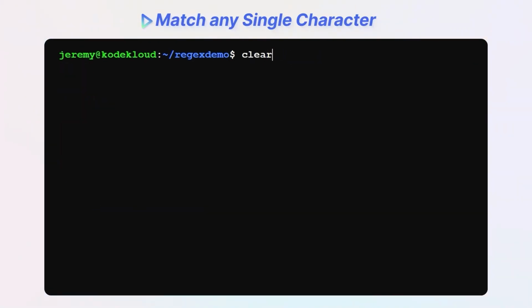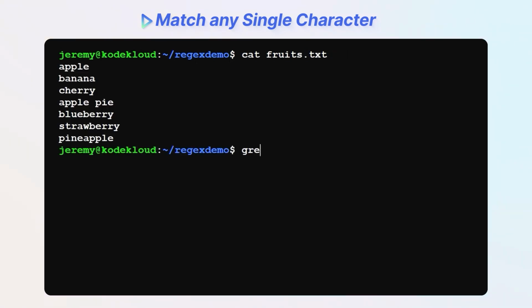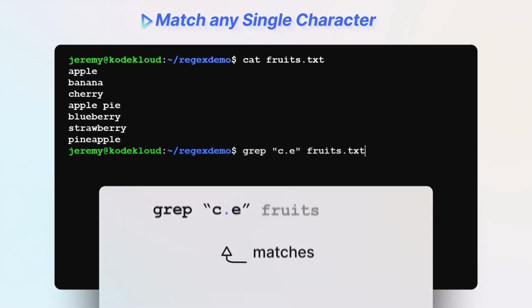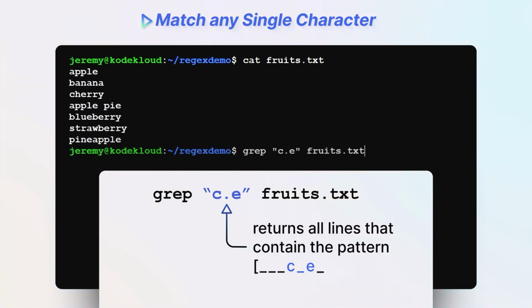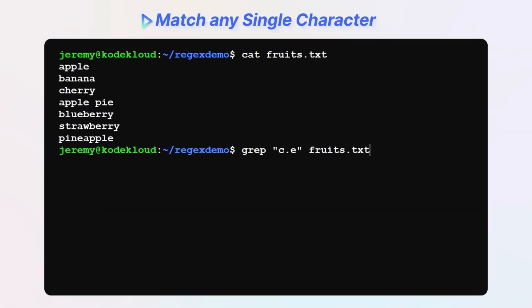Now here's how to match any single character. We'll type in grep c.e fruits.txt. Now the dot metacharacter matches any single character. This command will return lines that contain the pattern C, followed by any character, and then the letter E.